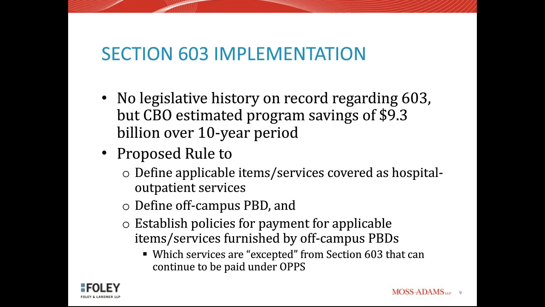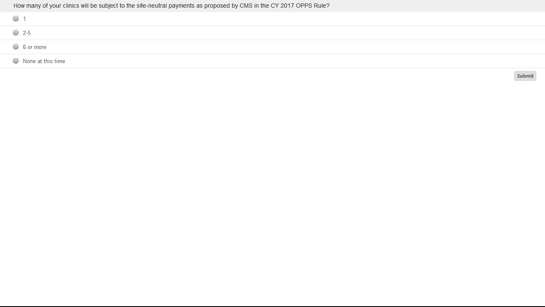So with that, we've got our next polling question. Emily? Thanks, Cheryl. Our second polling question is, how many of your clinics will be subject to the site-neutral payments as proposed by CMS in the CY 2017 OPPS rule? Your options are 1, 2 to 5, 6 or more, none at this time. And as a reminder, if you would like to receive CPE credit for today's webcast, you will need to respond to at least 3 of the 4 polling questions. And let's see what we've got.